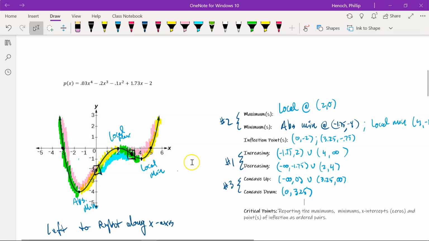So that's how we analyze a graph. And it can get pretty tricky, especially if you're mixing up your ordered pairs with your interval notation. So come back to this time and time again if you need to, but we'll go over some examples in class, and there's plenty of practice.